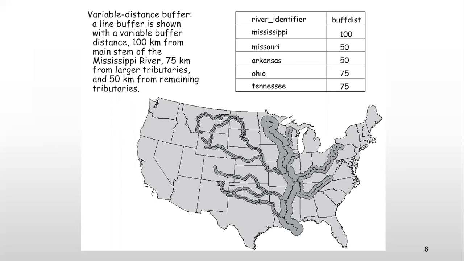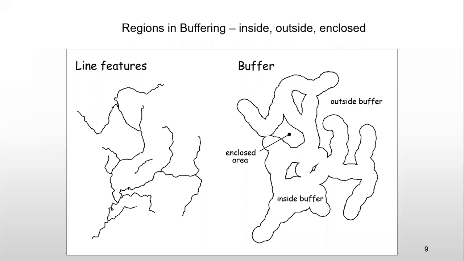It is all done by the machine. We people are not doing it. We are just inserting what is necessary, that point or polyline or polygon. That regions in buffering, inside, outside buffer, outside enclosed. See, it depends on how we create the buffer. Line features create a buffer. So it's a river, and it creates a buffer.